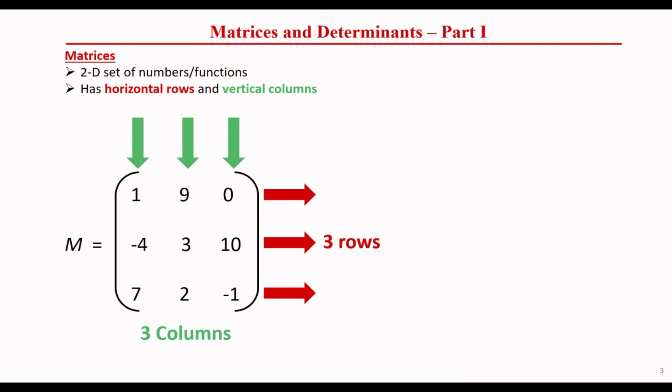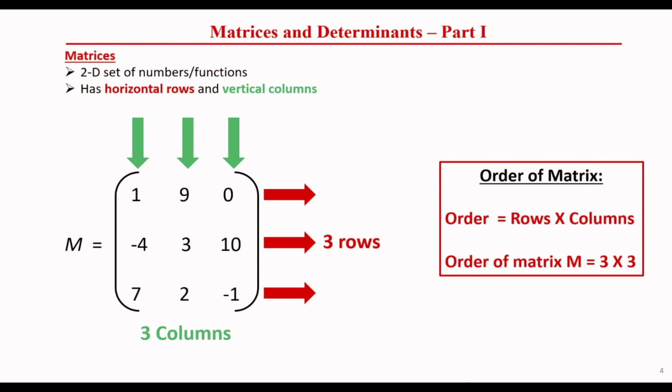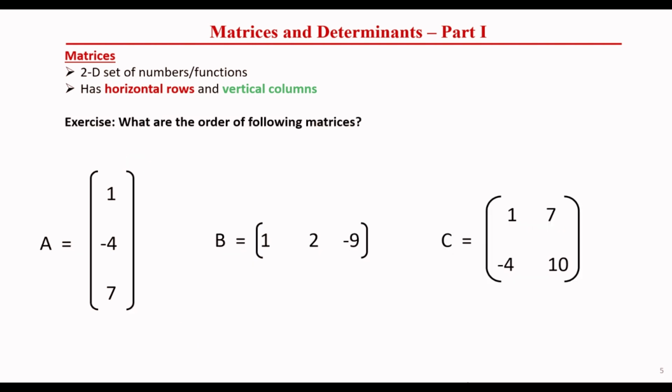And with this, we can define the dimension of matrix, also called the order of matrix. It is the rows times the columns. And we have 3 rows and 3 columns for this matrix, so the order is 3 by 3.